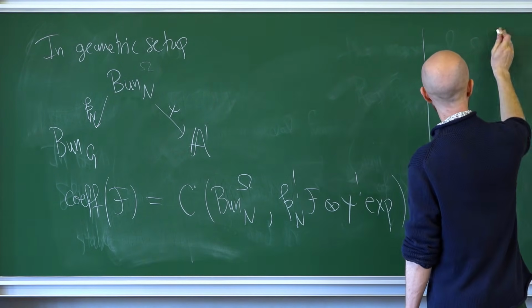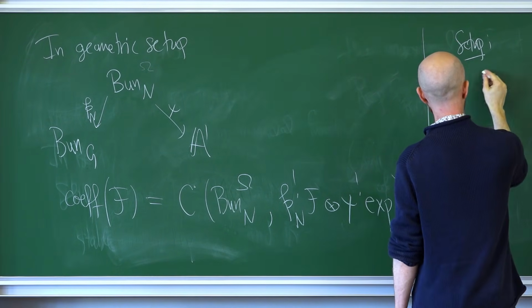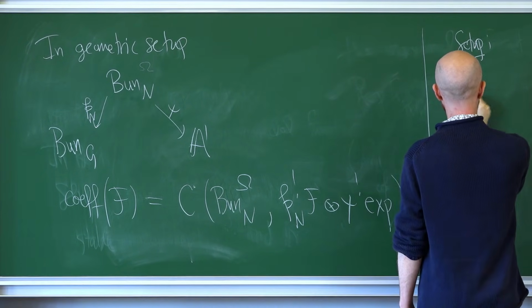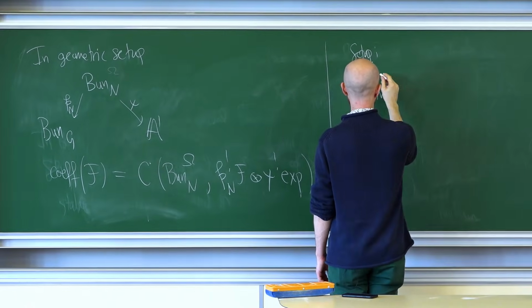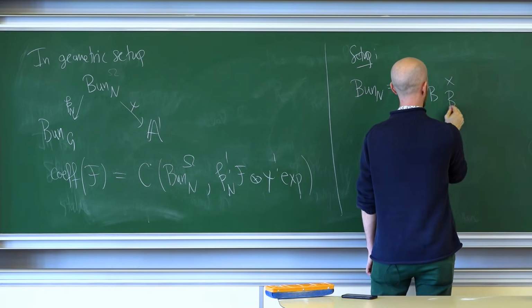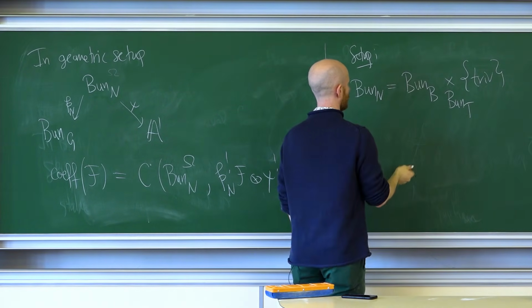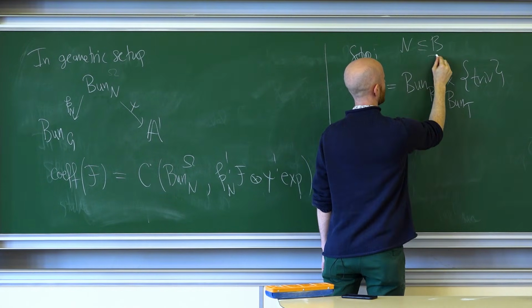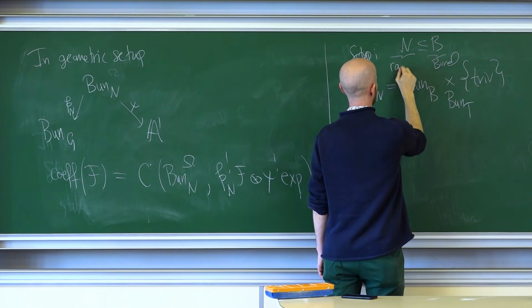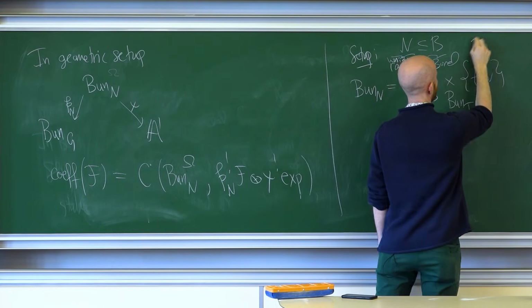And so what's the setup? Okay, so let me tell you what the various symbols are. So this Bun N with no twist, you can think of it as a B-bundle whose induced T-bundle is trivial. I should say at some point that B is a Borel, and N is its unipotent radical, and T is B mod N.